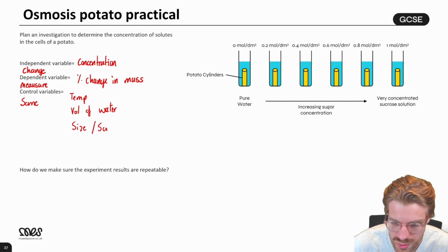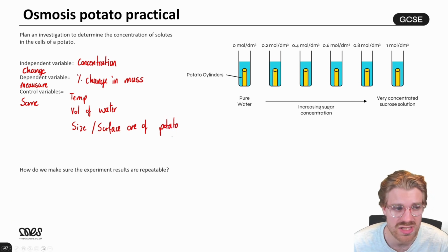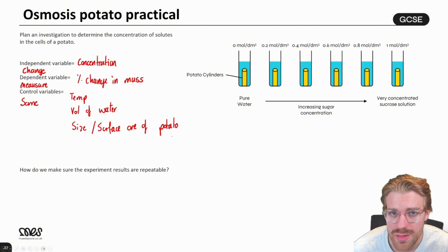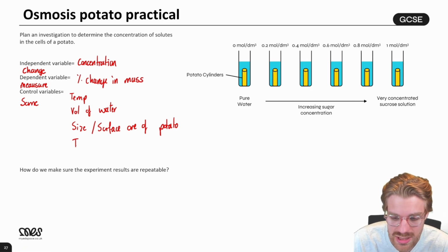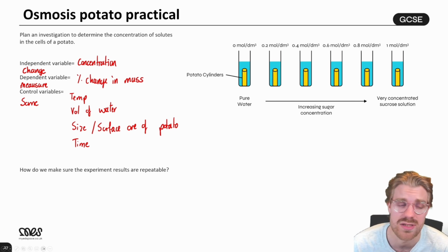So the size or surface area of the potato. Now, because it may not be possible to make sure the surface area is exactly the same, this is again another reason as to why we are going to calculate the percentage change in mass. Another thing that would affect the change in mass would be the time that we leave each of these pieces of potato for. If we leave them for longer, more osmosis is going to take place.